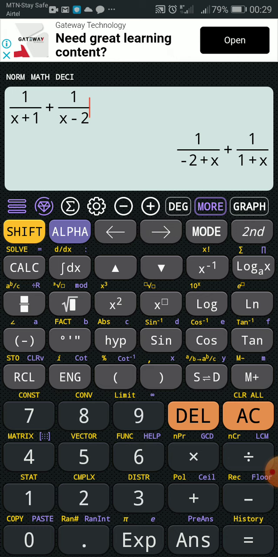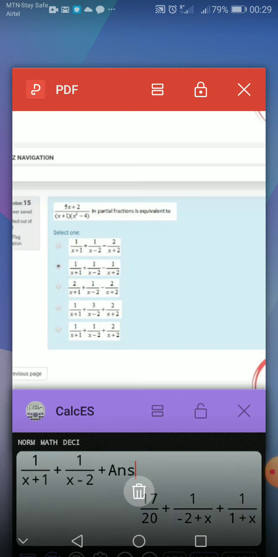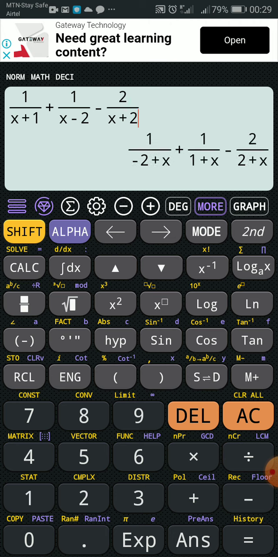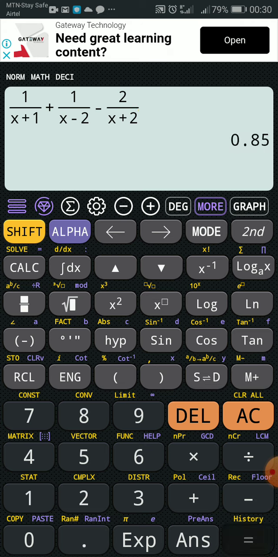Okay, then plus, let's see, the other one, that's minus 2 over x plus 2, that's x plus 2. Now, your calculator has already stored x to be 3, so you don't need to start calculating. Just press equal to, and oh, this is giving me the answer already. So this is 0.85.